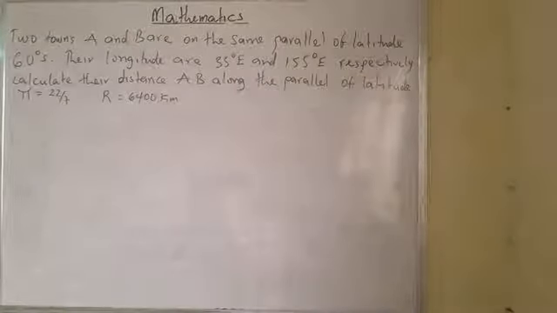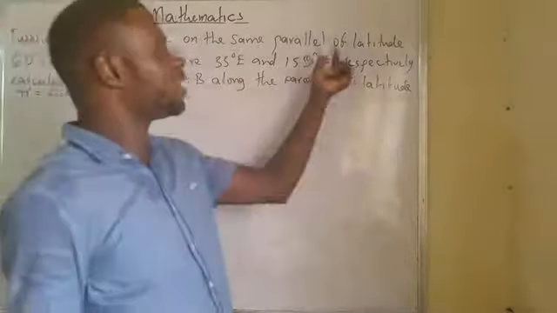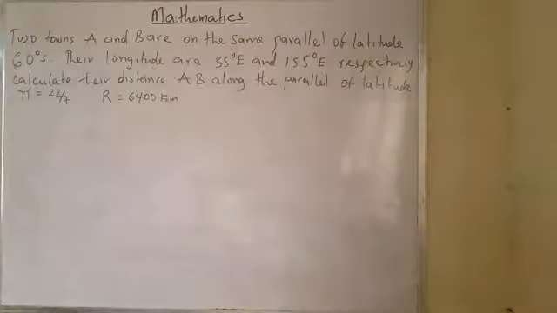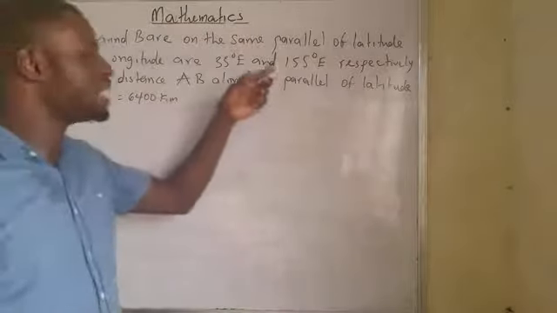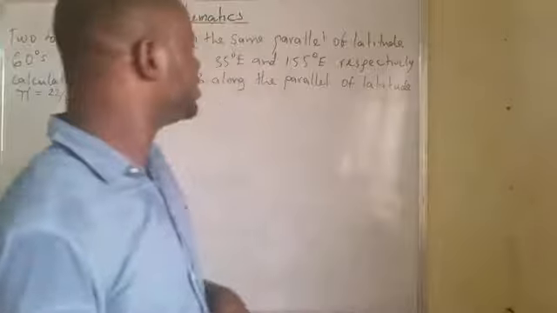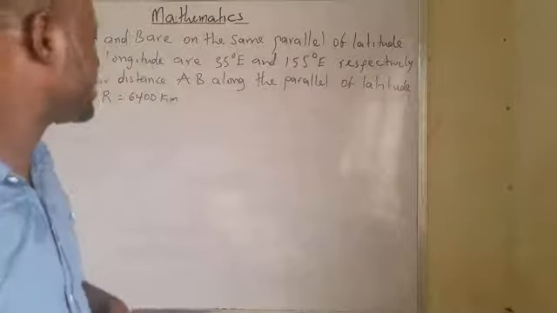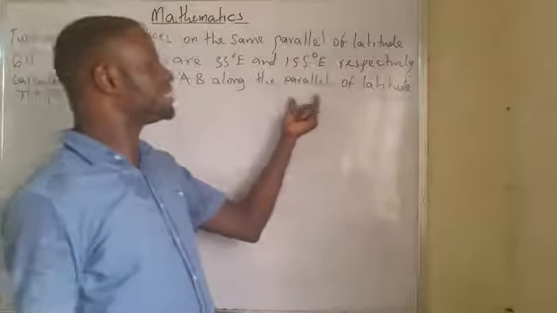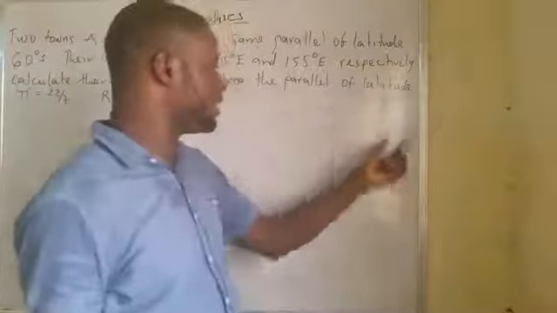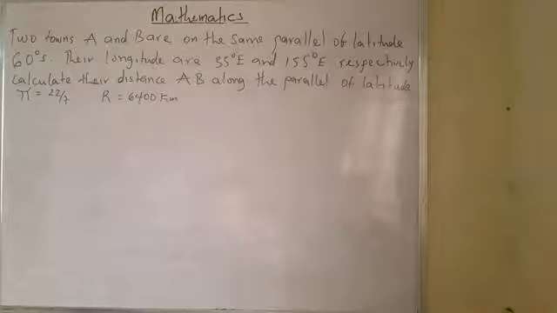Look at this question. Two towns A and B are on the same parallel of latitude 60 north, south. Their longitudes are 35 east and 155 east, respectively. Calculate their distance AB along the parallel of latitude. Taking pi as 22 all over 7 and your big R.